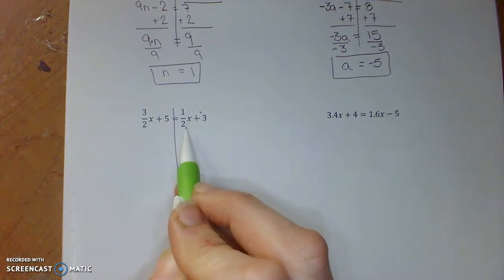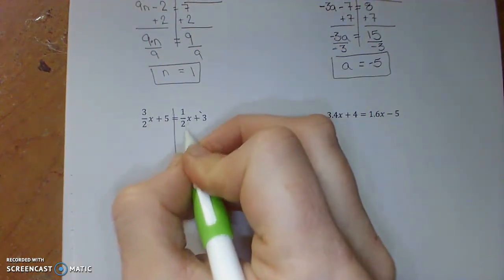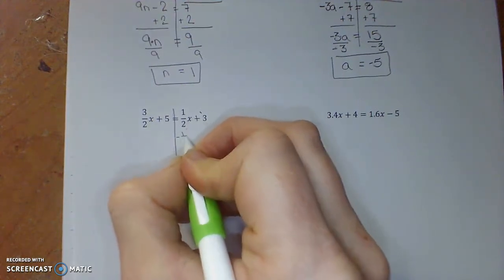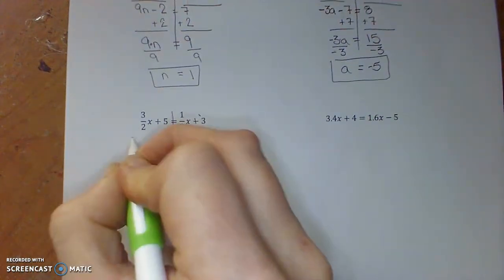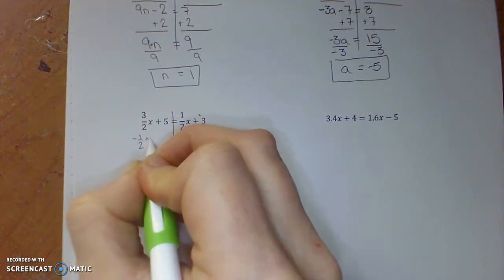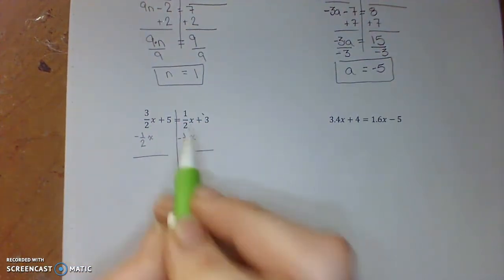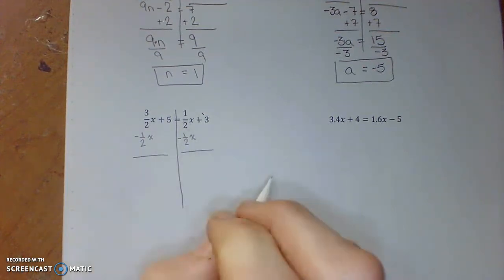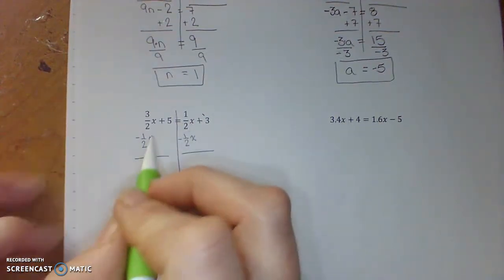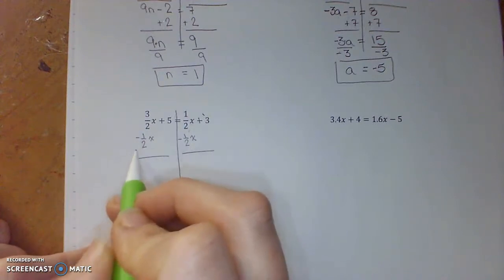And the 1 half x is positive. So what I needed to do is subtract 1 half x from both sides. Basically add the opposite of this term to both sides. All right, so now on the left-hand side, I've got 3 halves x plus 5 minus 1 half x.